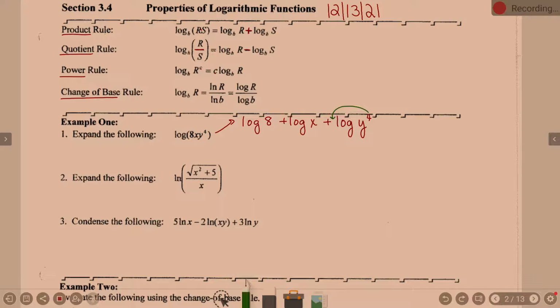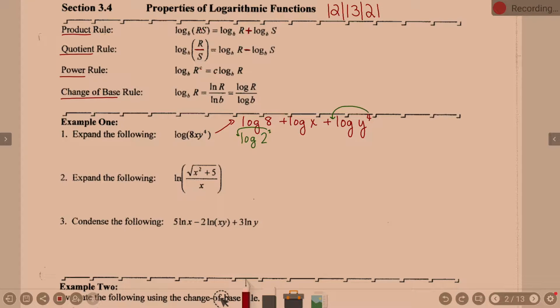What do you know about 8? Yeah, 8 can be rewritten as 2 to the 3rd. As I said, the book tends to do this. So what they'll think is they'll say, okay, log of 8. Can we agree that log of 8 is the same as log of 2 to the 3rd? And now what do I have? I have a power, and that power can go where? Out front.